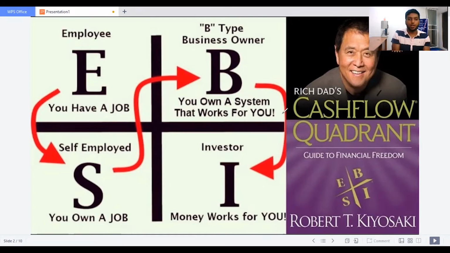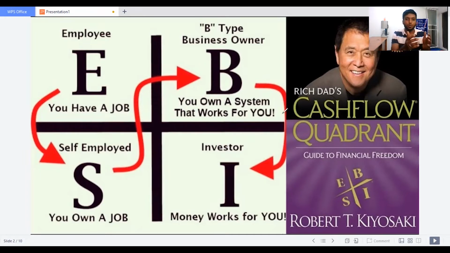B is like business owners who want to make a system but don't know how to make a system work for them. This book is teaching you how to make a system and make the system work for you. And the next part is the investors. These people never worry about money, and they are the golf players. You can see in golf clubs they have a good time with their family, they take vacations, and they enjoy their life.